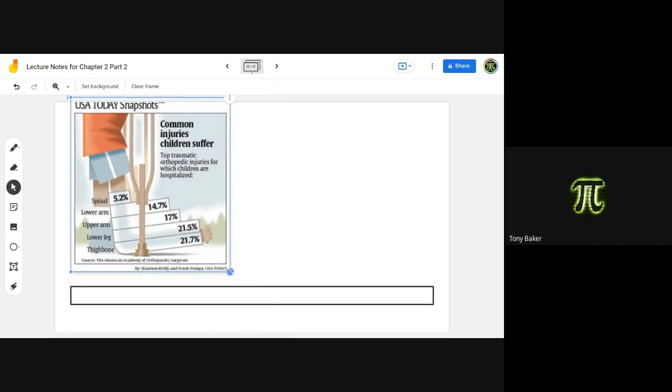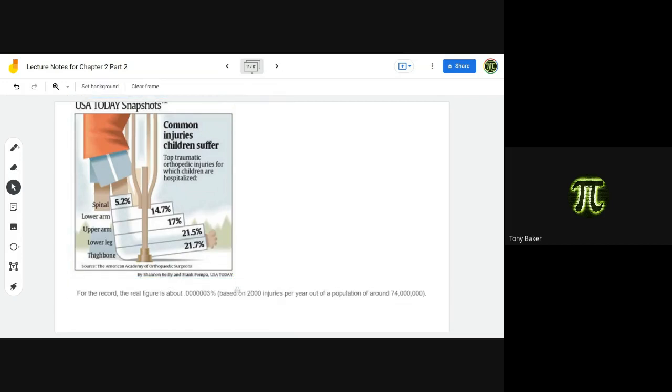let's shrink this back down. The real figure for the spinal fractures is approximately 0.0000003% of children have a spinal injury. However, if they told you that, yeah, it's not that big of a jump. I can live with those odds. But 5.2%, scary. Correct.